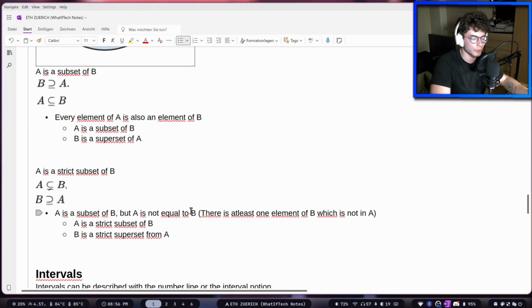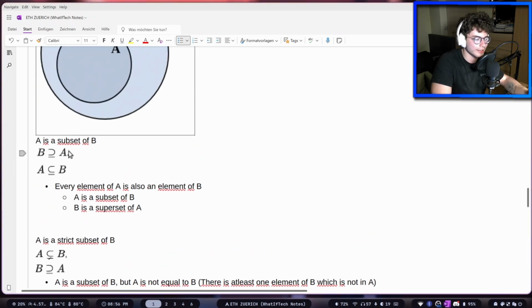A is not equal to B. If it's only a subset, so the elements of both sets are equal, it's a normal subset, or superset if it's from the other direction.